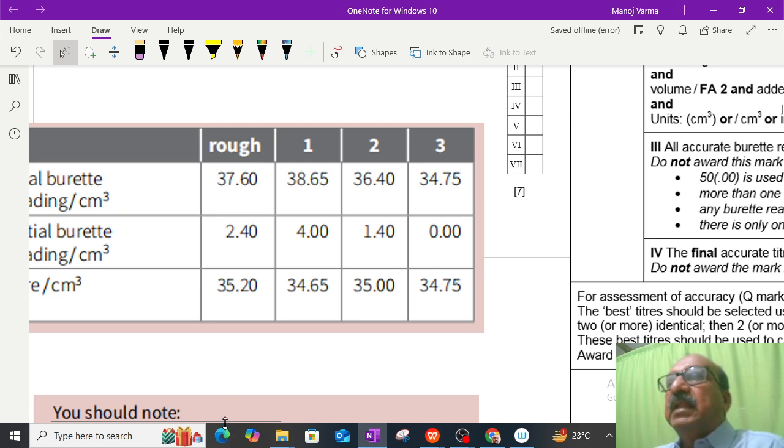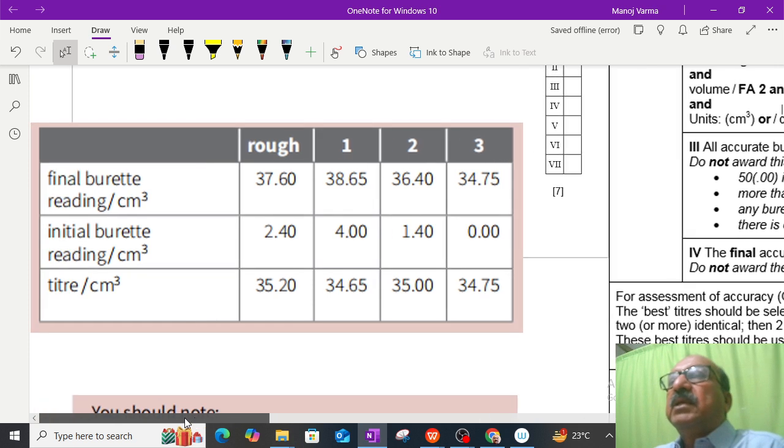Let's understand how you have to make the table. This is known as a rough titration. The first titration that you perform is called the rough titration. You have to make these 3 rows: the final burette reading, the initial burette reading, and the titre. But you must write down the unit. If you forget to write the unit, you are going to lose marks. Centimeter cube, centimeter cube, centimeter cube. This is where you can lose marks. Write the unit over here.